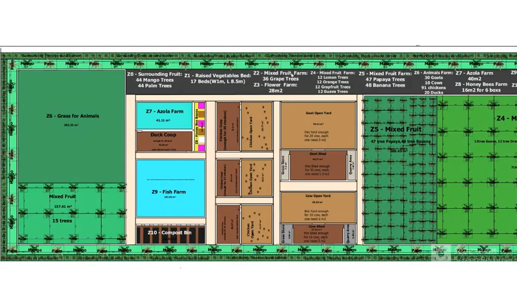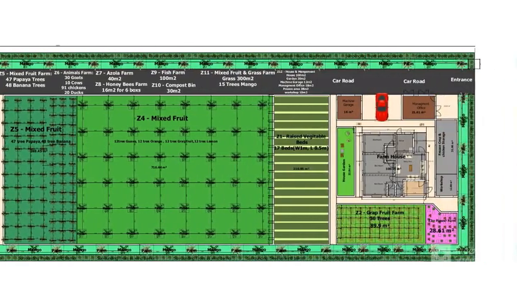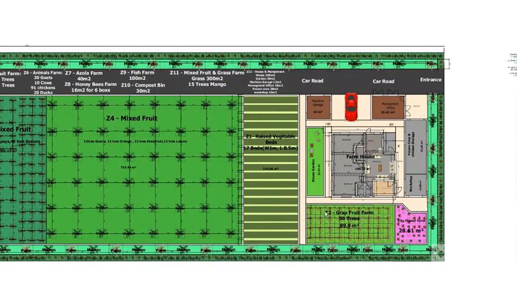Zone two is mixed fruit, for cultivating grape trees. It is about 36 trees here. We use a distance between each tree of about 2 meters, or 1.5 meters. This is the standard distance, and if you count these trees, it is about 36 grape trees. The area is 8 to 9.